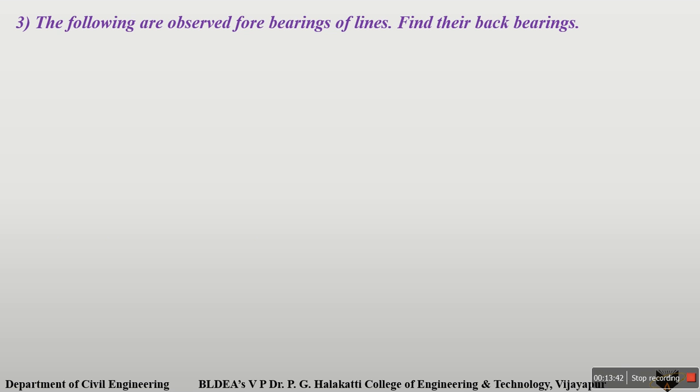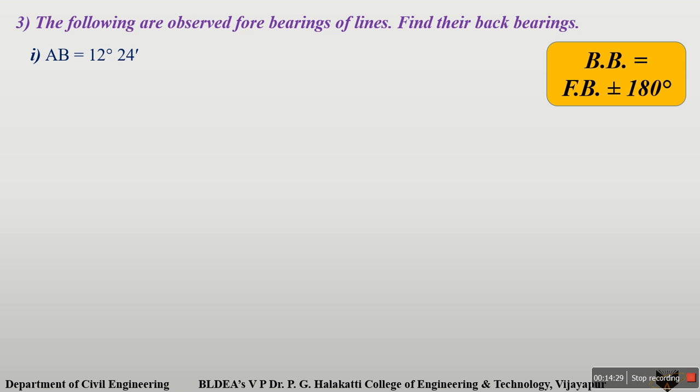Next, we have to solve some problems on calculation of forebearing and back bearings. So you just remember that one. The calculation of back bearing is equal to forebearing plus or minus 180 degree. So use the plus sign if our forebearing is lesser than 180 degree. Use the minus sign when the forebearing is greater than 180 degree. Remember that one. Plus sign if our forebearing is lesser than 180 degree, then minus sign if our forebearing is greater than 180 degree.